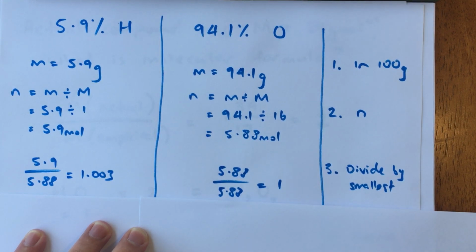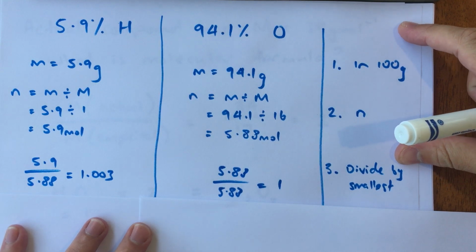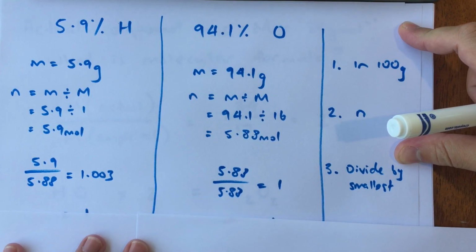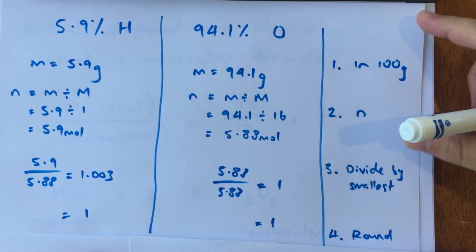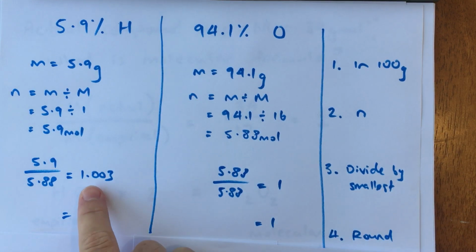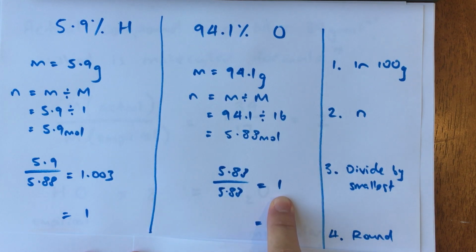That's the third step. Divide each of the elements by the smallest number of moles and see what you come out with. The fourth step is to round. Now here 1.003 is incredibly close to 1, and 1 is 1.